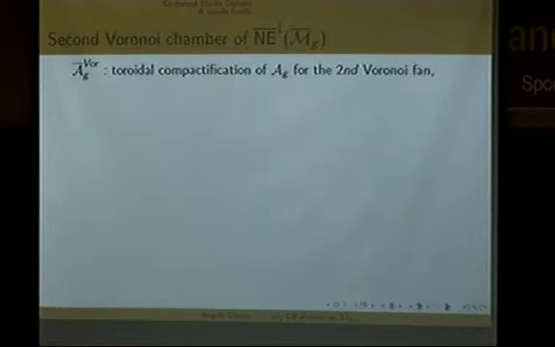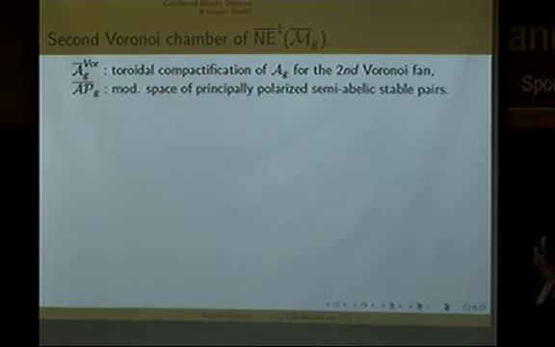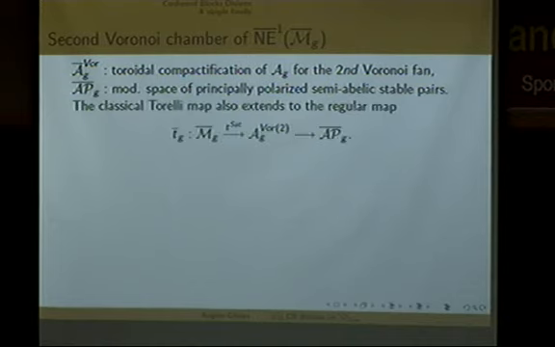So this next chamber has to do with the toroidal compactification of A_g for the second Voronoi fan. There's another moduli space that comes into play that was introduced recently by Alexeev. It's the moduli space of principally polarized semi-abelic stable pairs. And the classical Torelli map also extends to a morphism first to second Voronoi. That morphism was known by Mumford, and then Valery Alexeev proved that it actually extended to this moduli space.